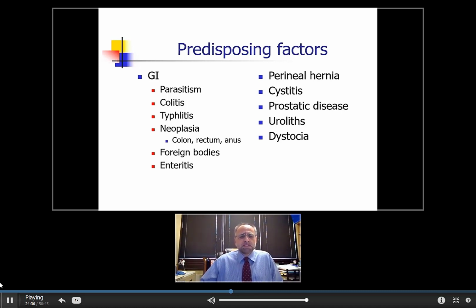We may also see it in patients with other disorders such as a perineal hernia where they're straining to defecate, or a severe cystitis. Older male dogs with prostatic disease, we may see these, or it could occur secondary to dystocia in a breeding female.